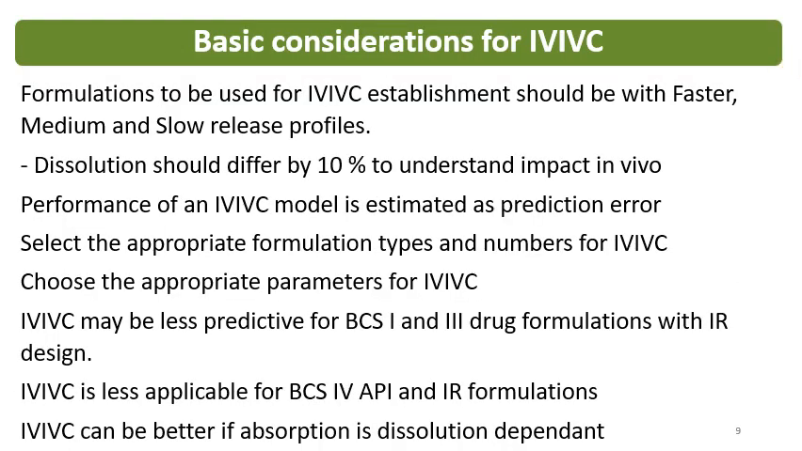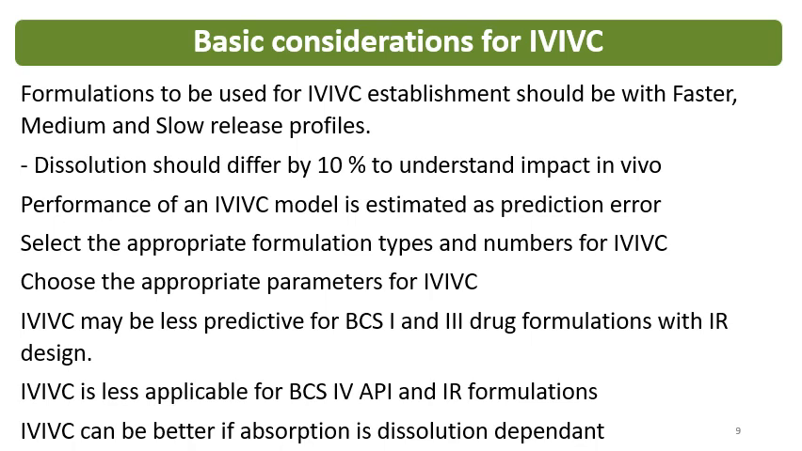Then basic considerations. What are the basic considerations? Formulation to be used for IVIVC establishment should be with faster, medium and slow release profile, so that you can understand the differences in vitro and in vivo. Then dissolution should differ by 10% to understand the impact in vivo. If you made a formulation with a difference in the release profile with merely 5%, and if those formulations behave similarly in vivo, then you will not have the particular range, or you will not have a predictive IVIVC. So you should make the formulations which differ from each other by at least 10%, so that it gets reflected into the in vivo performance.